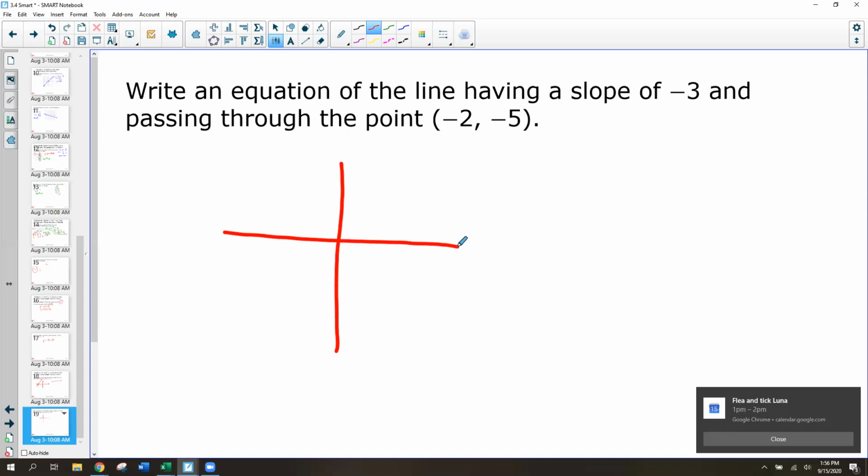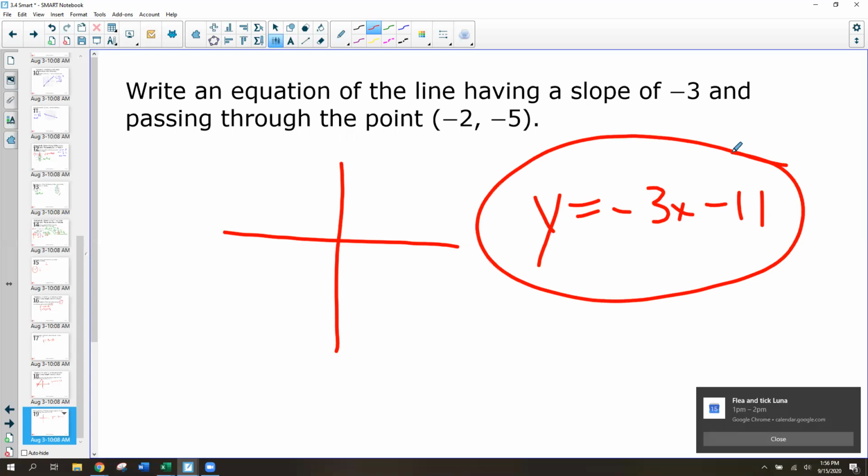I'm going to graph. You're going to try it. I'm going to tell you the equation. The equation turns out to be y equals -3x, because that's the slope, minus 11. That's where the y-intercept is. So try it. And then if you have questions, bring it into the chat, or the discussion, pardon me.